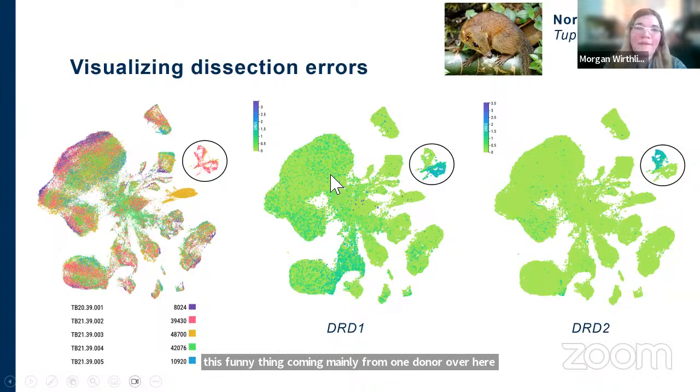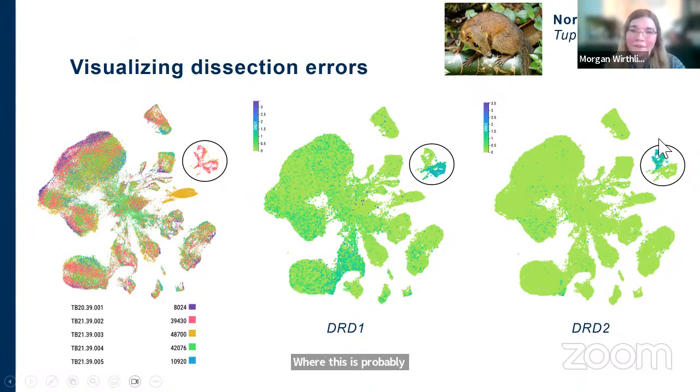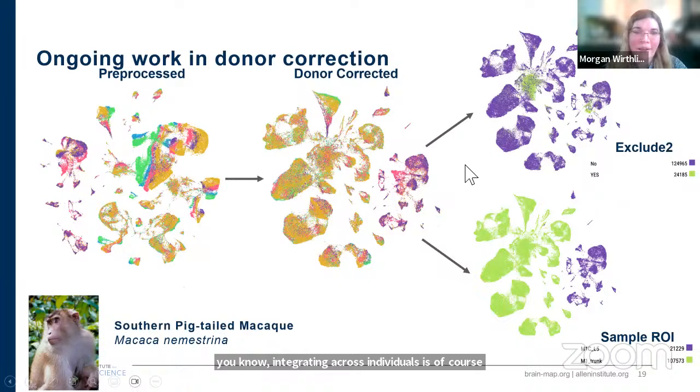So to visualize what's going on here, we actually found out that this seems to be a dissection error, for instance, where this is probably medium spiny neurons from the striatum. So this is just an example of the kind of thinking and detective work you can do as you're trying to clean up these data sets. But again, integrating across individuals is of course necessary before you start integrating across species.